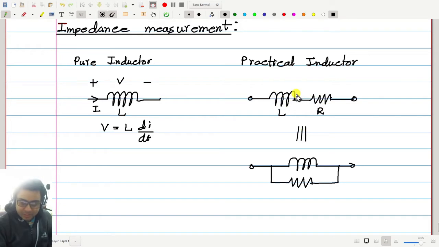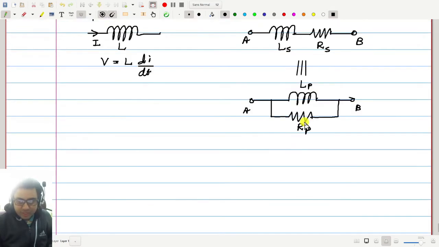For example, suppose we have a series combination of a pure inductor and a resistor, call them LS and RS, S for series. You can always model it as a parallel combination of some LP and RP, such that from outside, from these two terminals A and B, to the outside world, both these combinations will behave equivalently. So what will be the relation between LS, RS and LP, RP?